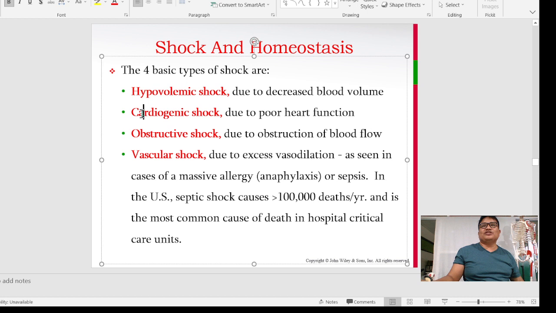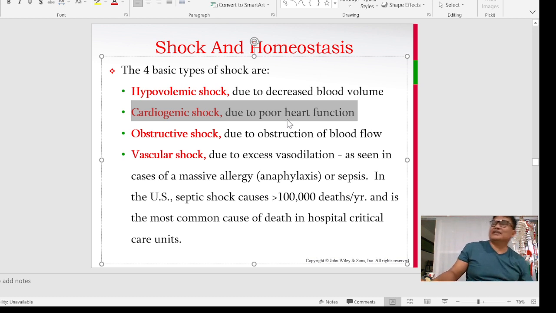So there are four types of shock. You have your cardiogenic. So ang cardiogenic is poor heart function. So basically cardiac problem, heart failure, ischemic sa heart. Then you have your obstructive shock, ay obstruction ng blood flow, labi na kung mahitabo na siya sa imong utok, mas stroke ka.